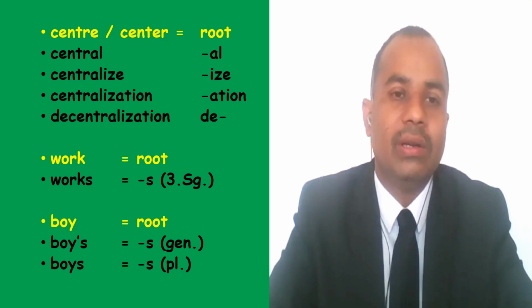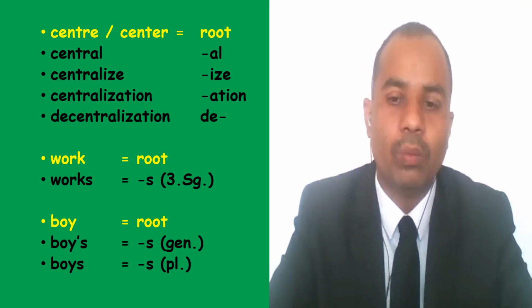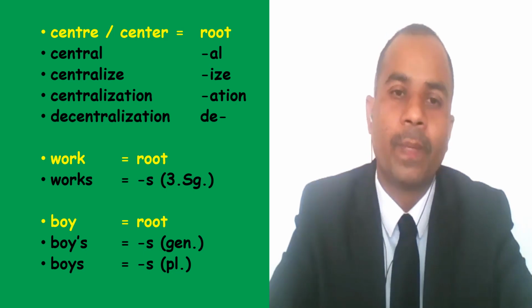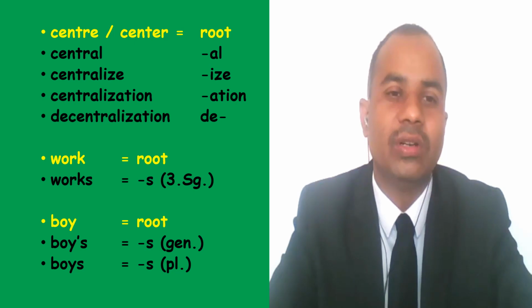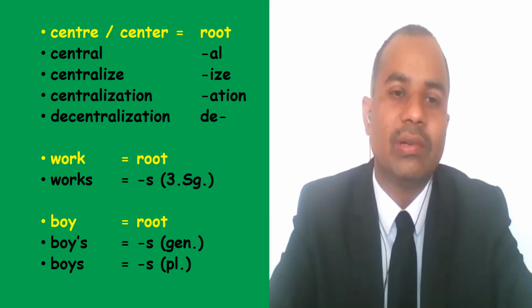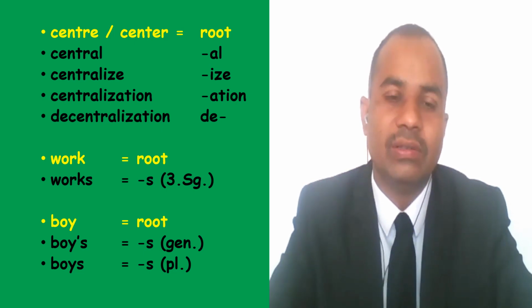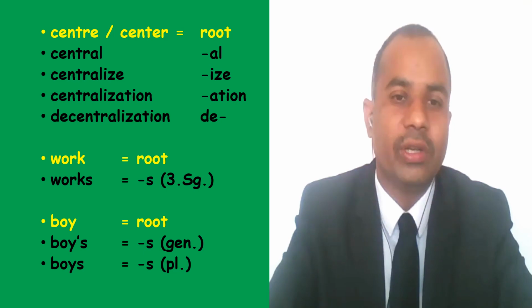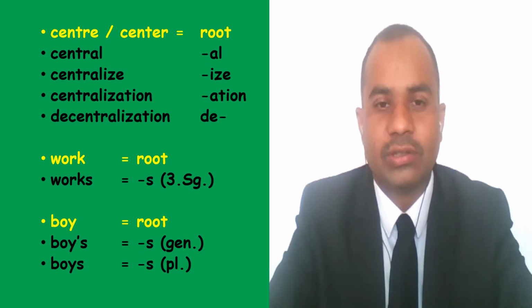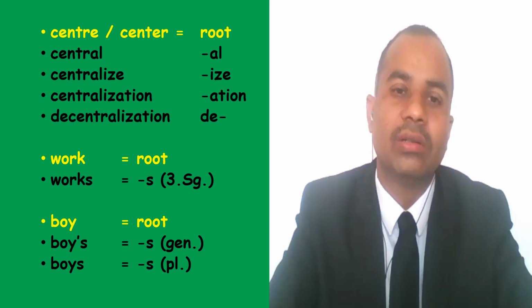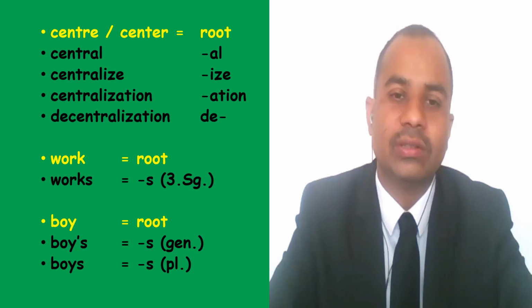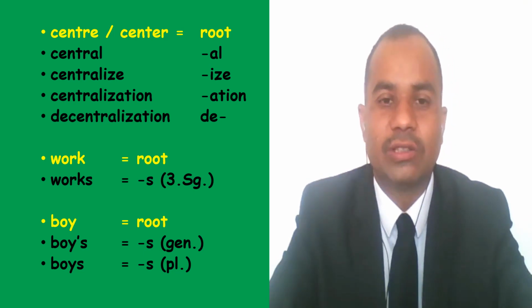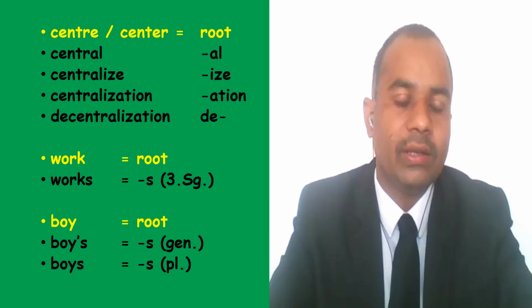We have already discussed center, so we have both words center and centre, er and re. This is a root, and we make different words with the process of derivation: central, centralized, centralization, and decentralization. We have already discussed this, and I have just marked it differently here to recognize the three suffixes, and the last one as a prefix.